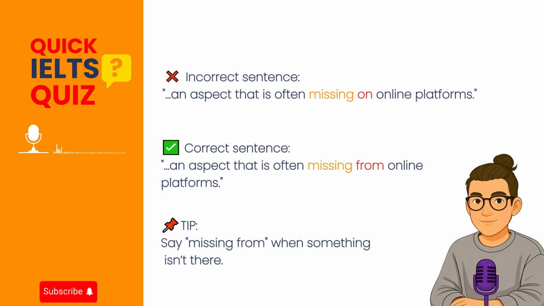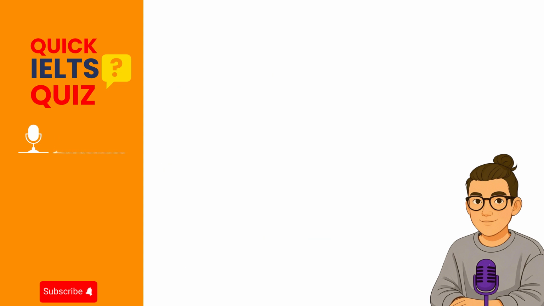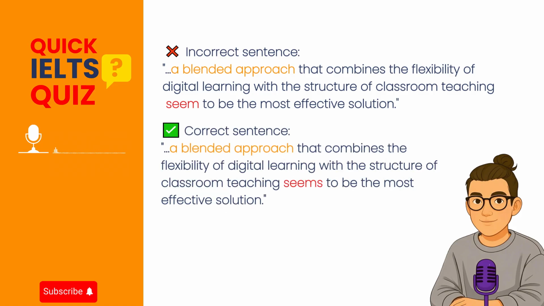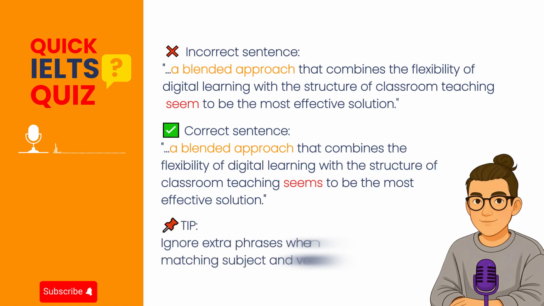Now let's check error number 10, yet another subject-verb agreement slip, but this time it happens in the conclusion of the essay. This one is in the conclusion, a subject-verb agreement slip that can easily happen when the subject and verb are separated by a long phrase. The subject here is a blended approach, which is singular. The verb should also be singular, seems. The extra words in the middle don't change the fact that the main subject is singular. Ignore extra phrases when matching subject and verb.